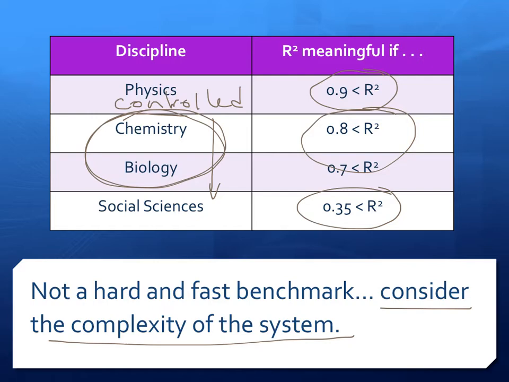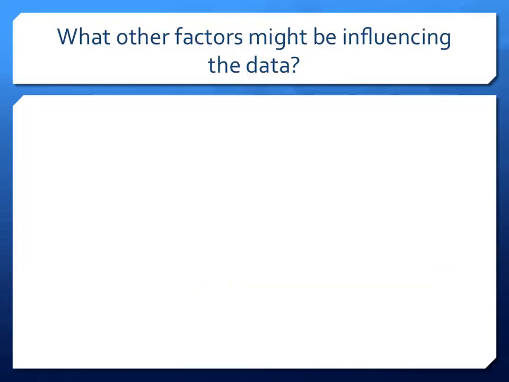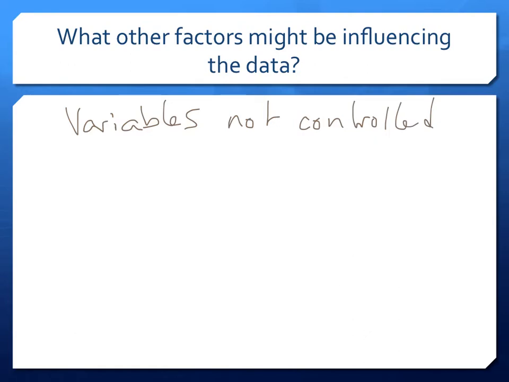And it will be up to you to explore all of those different factors. So what other factors might be influencing the data? Well, it could be the various different variables that were not controlled. It could be procedural.